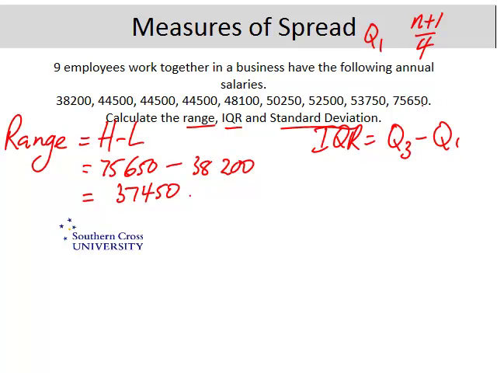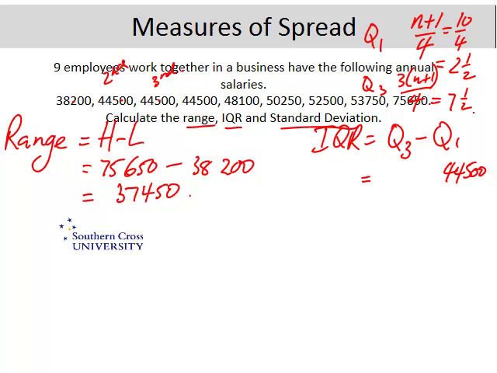Now we've got nine numbers here, so that's 9 plus 1 is 10 over 4, and that's 2.5. So the 2.5 value is going to be the low quartile. So this is the 1st, 2nd, 3rd value, so second, third. The 2.5 value is halfway between those two, and because they're the same, halfway between must be 44,500.